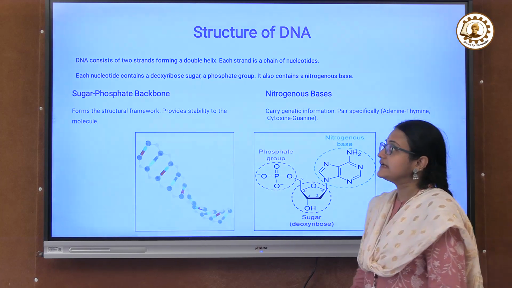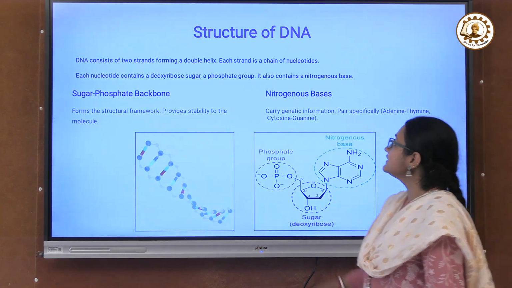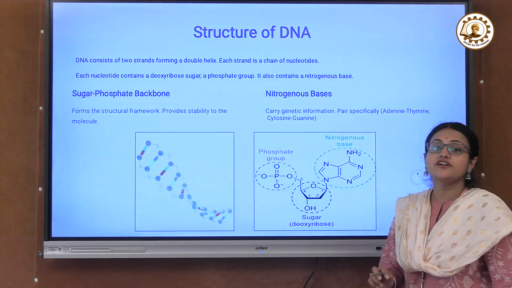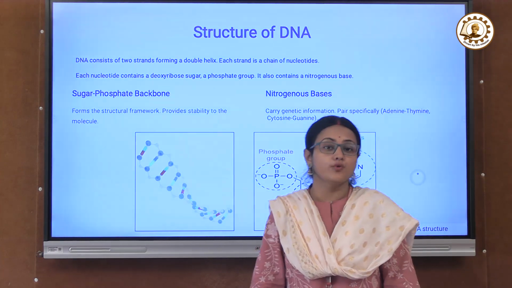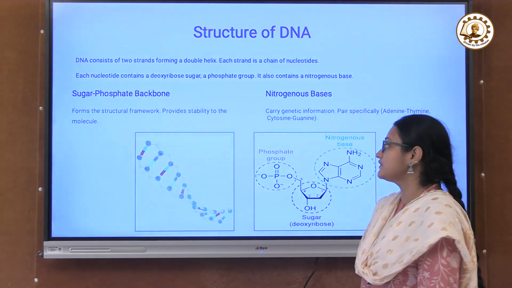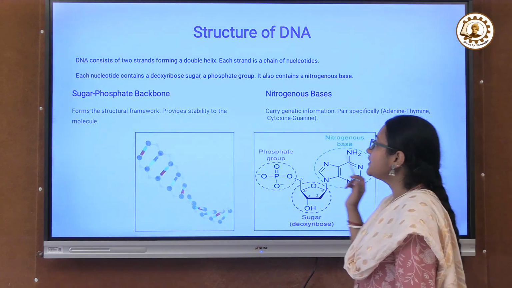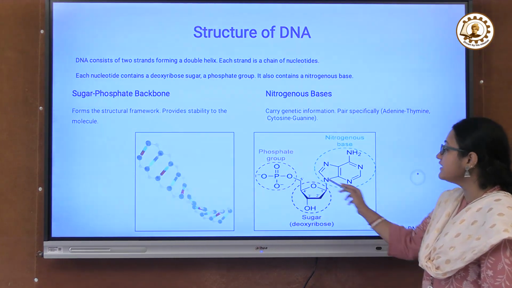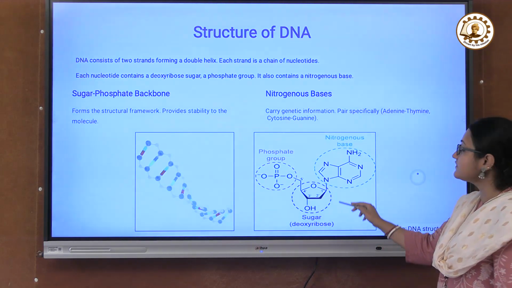Structure of DNA. DNA mainly forms a double helix. It has 4 different nucleotides: adenine, guanine, thymine and cytosine. It has a sugar phosphate backbone. So this is the structure. These are the phosphate groups. This is the sugar deoxyribose. It is a pentose sugar.